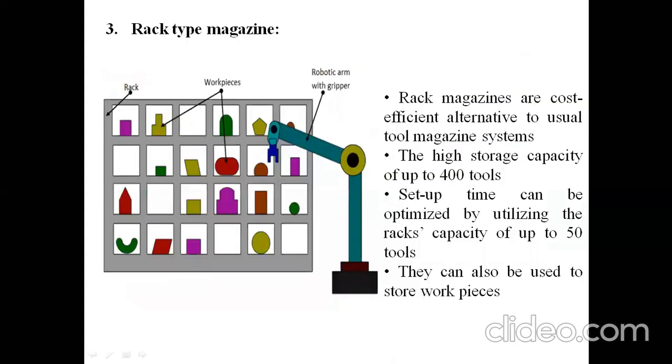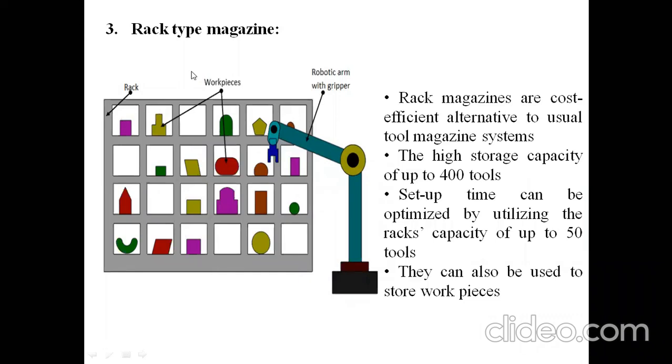And third type, rack type of a magazine. A rack type of magazine is used in two different ways. It is used to place your tools, plus it can also be used for storing the workpiece. So we can use this rack for storing both tools and workpieces.